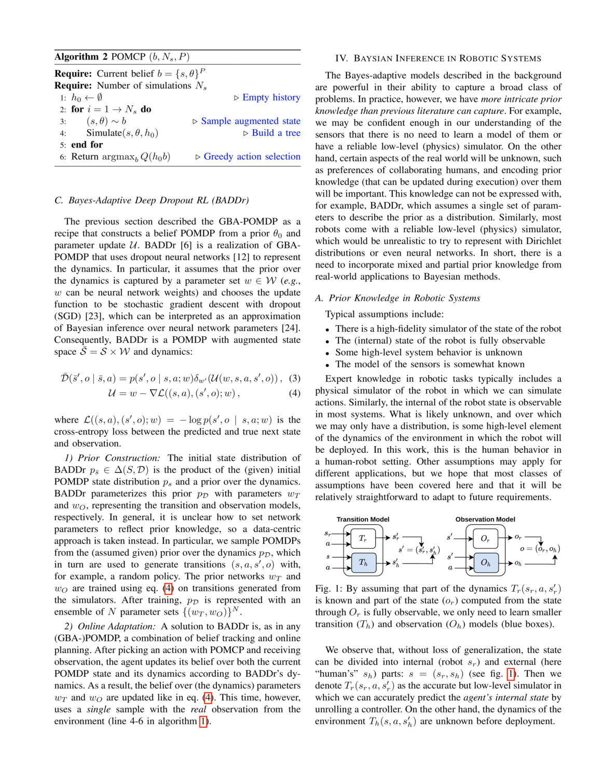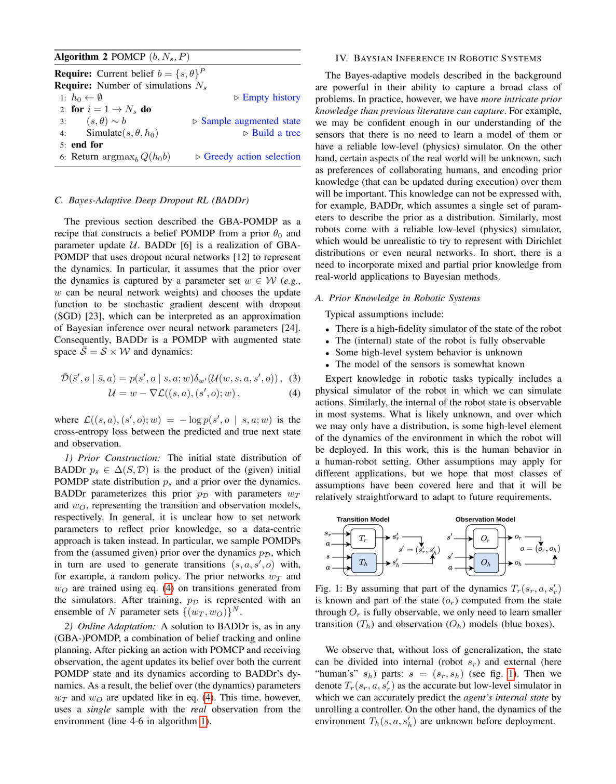Bayesian inference in robotic systems. The Bayes adaptive models described in the background are powerful in their ability to capture a broad class of problems. In practice, however, we have more intricate prior knowledge than previous literature can capture. For example, we may be confident enough in our understanding of the sensors that there is no need to learn a model of them, or have a reliable low-level physics simulator. On the other hand, certain aspects of the real world will be unknown, such as preferences of collaborating humans, and encoding prior knowledge that can be updated during execution over them will be important.